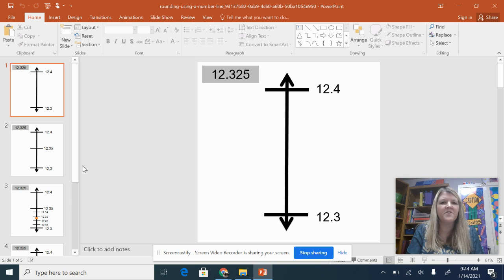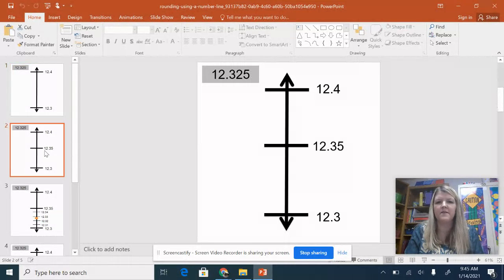All right, so this is just another example of a number line that you can use to help with rounding. So if we had 12 and 325 thousandths, we've got the number line set up to where it's either going to round to 12 and 3/10, so we're rounding to the nearest tenths place, or 12 and 4/10. So we're going to use the next slide to help us find the midpoint, and then we're going to actually plot this number on the number line to help us with the rounding.